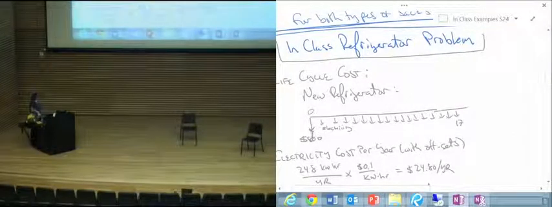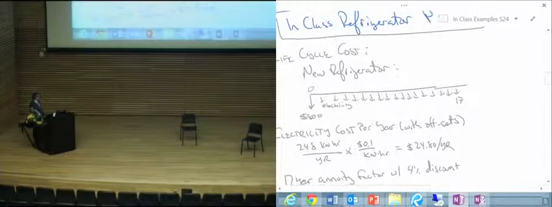Okay, so here, let's start with cost. We did this last time. So you've got the new refrigerator, $800 up front, and you're paying 17 years of electricity cost. So you have to figure out per year what cost of electricity there is. New refrigerator is 248 kilowatt hours per year. It's 10 cents per kilowatt hour. So it turns out the math is pretty easy. It's just $24.80 per year. And that's what you see right here.